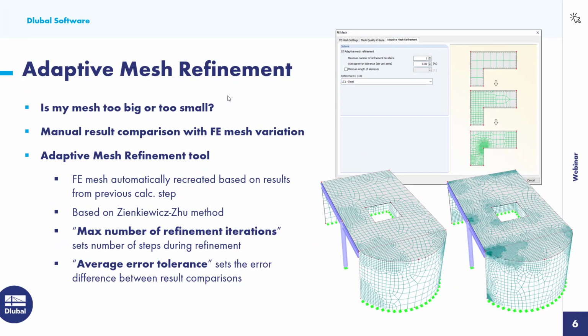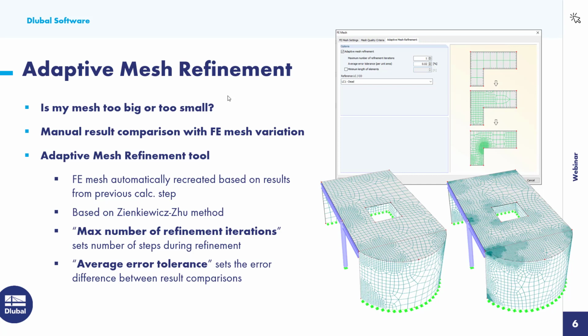So again, we always have this question in any FEA program: is my mesh too big or is it too small? We know that if we set the mesh to something too big, we're not going to get accurate results because we're only getting results at every FE mesh point. But if you set it to something too small, well, sure, your results will be incredibly accurate, but you may be waiting hours, possibly even days, for the model to solve, depending on how big the model is in general.